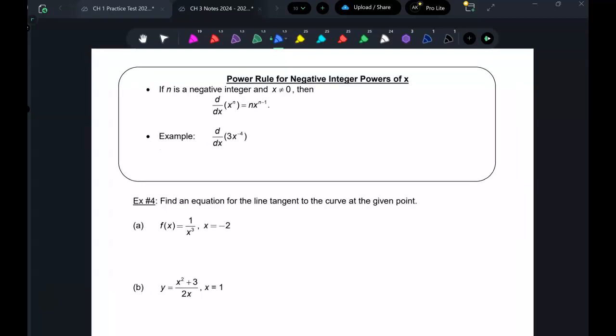Power rule is power rule. The rule does not change regardless of whether you have positive or negative integers. You'll see the rule is exactly the same. So if I have 3x to the negative 4th, we just have to be careful. We get negative 12, negative 5. Good.